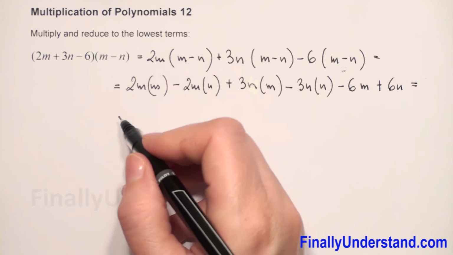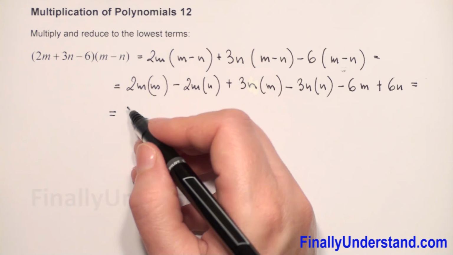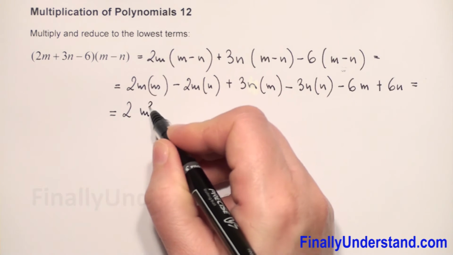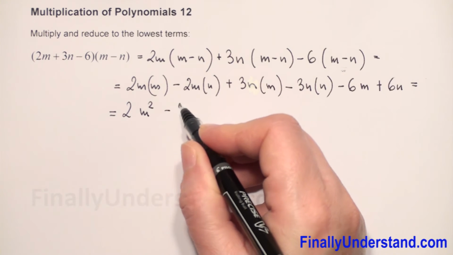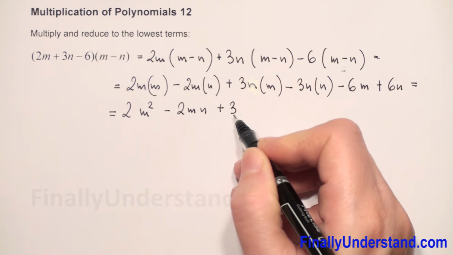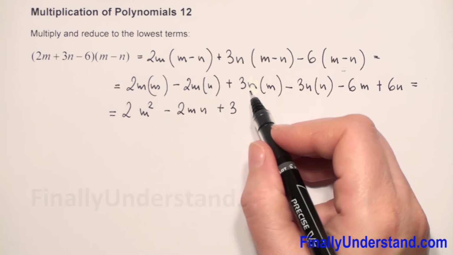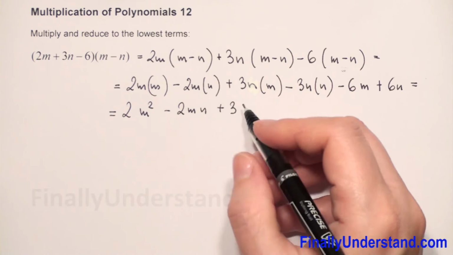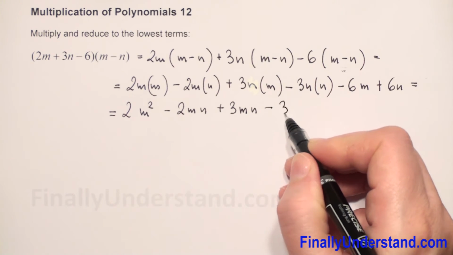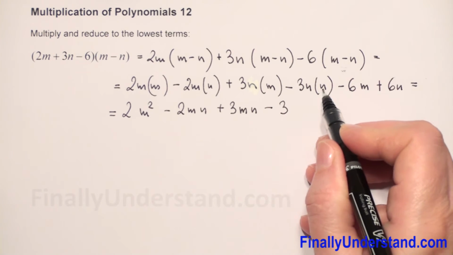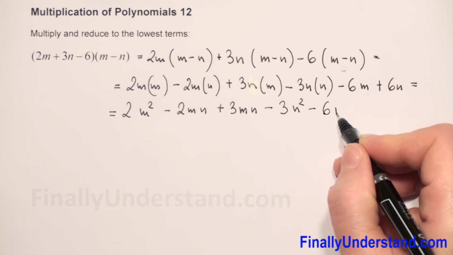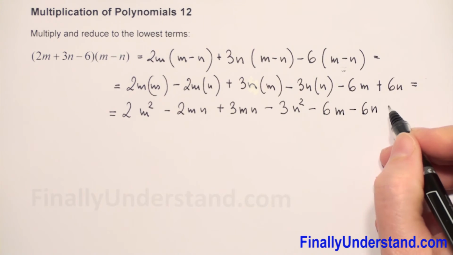So this is equal, m times m is m squared, so 2 we have to copy, minus 2mn plus 3. First we have to write the number. Next we will write the letters in alphabetical order. So first will be m, n, minus 3, number we copy, n times n is n squared, minus 6m, 6n. So this is equal.